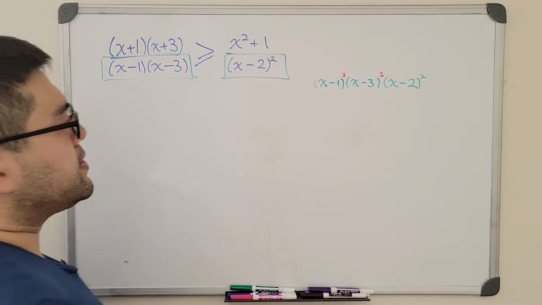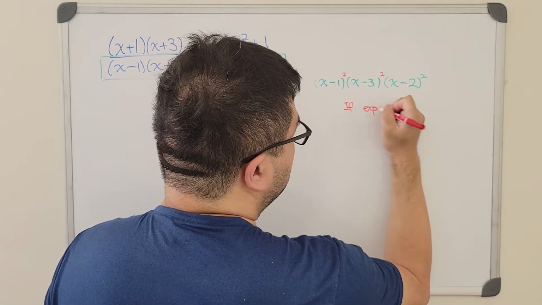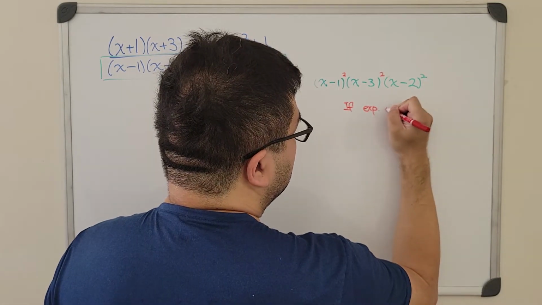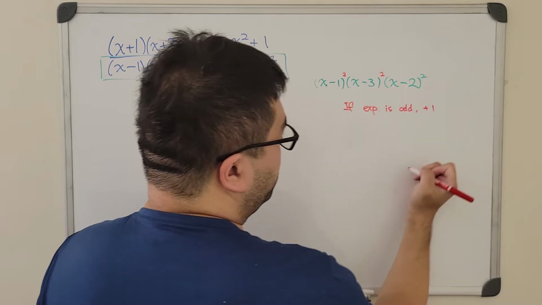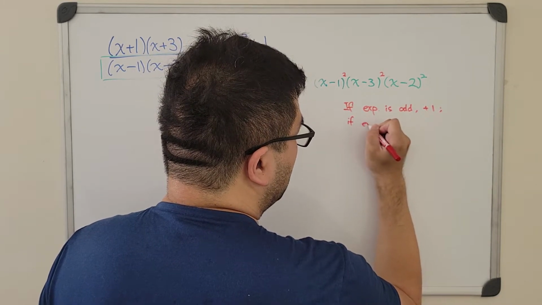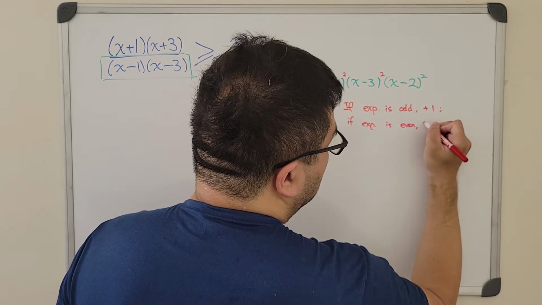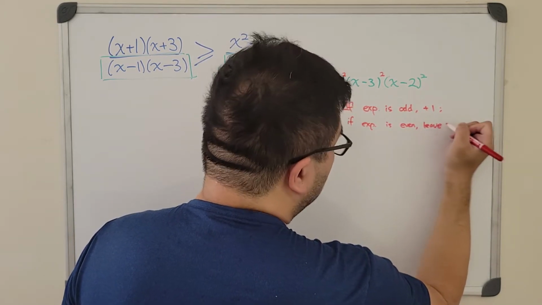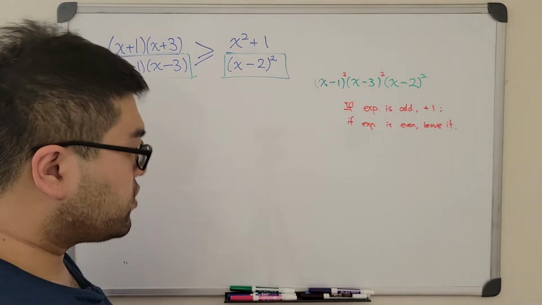So keep in mind, if the exponent is odd, add 1. If the exponent is even, leave it or keep it the same. Why do we do that?